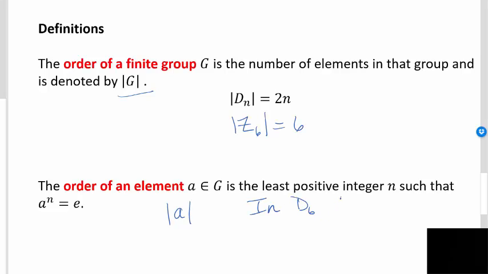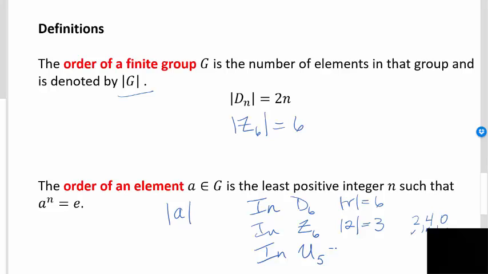In the group D6, the order of R is equal to 6. In the group Z6, the order of 2 is equal to 3. Why? Well, think about it. 2 plus 2 is 4, plus 2 more is 0. So we have 2, 2 plus 2, 2 plus 2 plus 2. The order of 2 is 3.